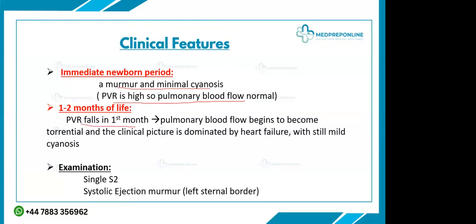But after 1 to 2 months, when it falls, pulmonary blood flow begins to become torrential because common blood is coming and there is not that much pressure gradient across the right and the left ventricles, and the pulmonary artery and the aorta. So they are going to be mixing of the bloods and mixing of the pressure. So pulmonary blood flow is going to become torrential, and the clinical picture is dominated by heart failure with still mild cyanosis. On examination, you are going to have a single S2 along with a systolic ejection murmur along the left sternal border.